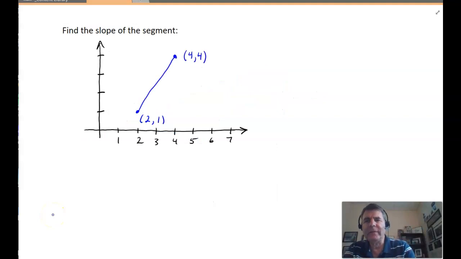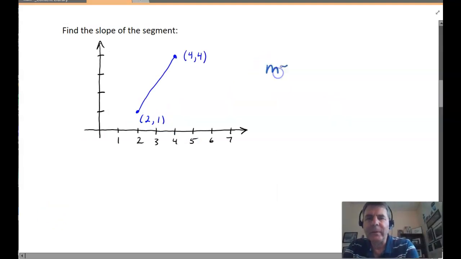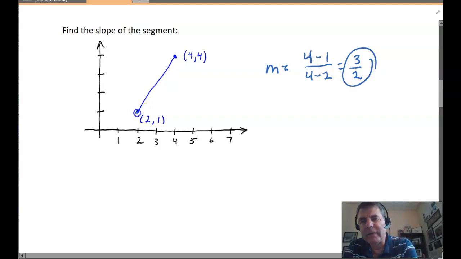So let's find the slope of this segment. Slope, and we usually use the letter m for it. I don't know why, but that's just always what it's been. Change in y over change in x gives me 3/2. Notice that it's positive, and if we look at this line, it is increasing as we read it from left to right. That means it has a positive slope.